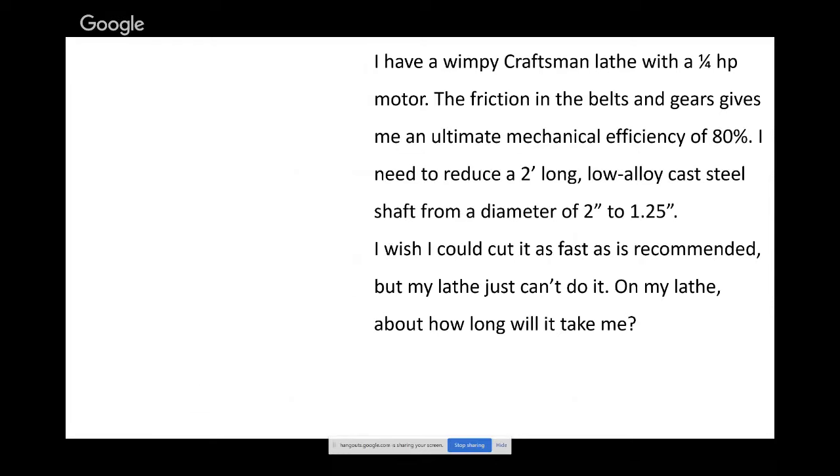Now, if I had a really nice machine, I'd just go look at the tables and say, okay, what do I want to cut this at? What's my depth of cut going to be? What's my feed rate? And I would just do all of those things. However, my machine's too weak, and so I can't do it as much as I'd like. And so my question is, if I'm limited by the horsepower of my lathe, that's kind of what I'm insinuating here, how long is this process going to take? Okay, so let's see here. I'll pull up this equation that we just had. Okay, horsepower.